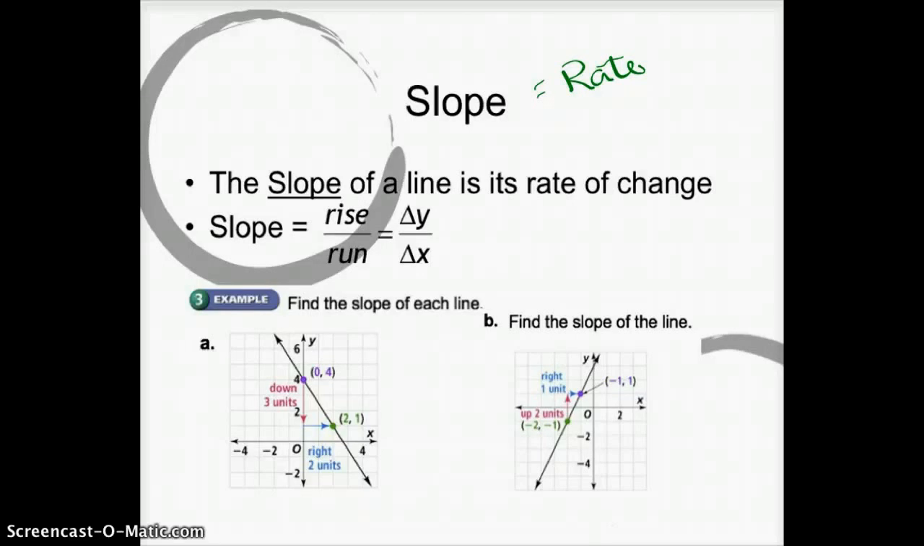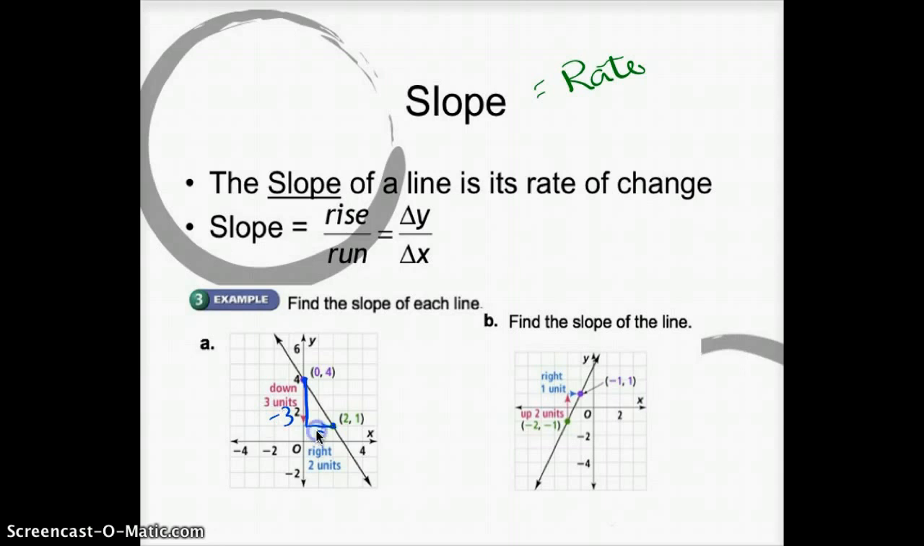Okay, so again, if I'm looking at a line, I want to find any two good points on the line, and I'm going to find the rise over the run. So it looks like here, if I make this little triangle like they did, it's going from 4 to 1, it's going down 3. I like to think of that as negative 3.